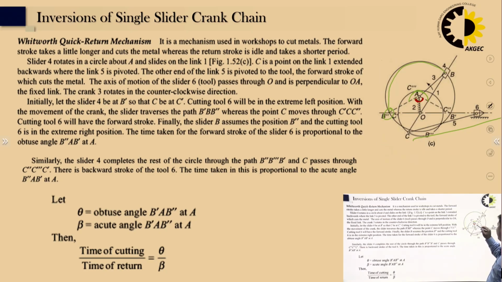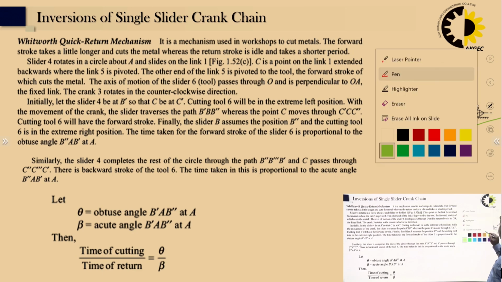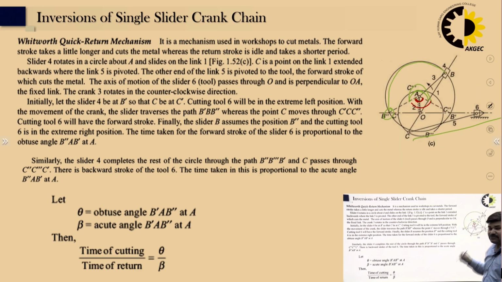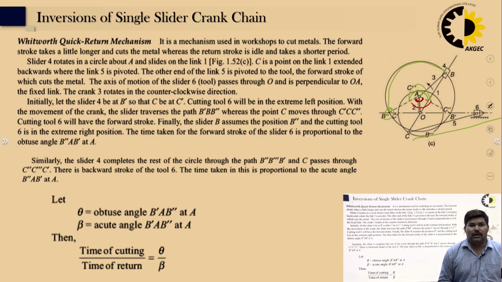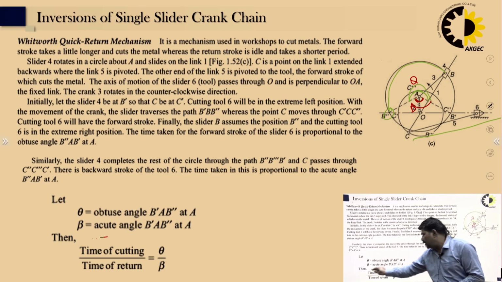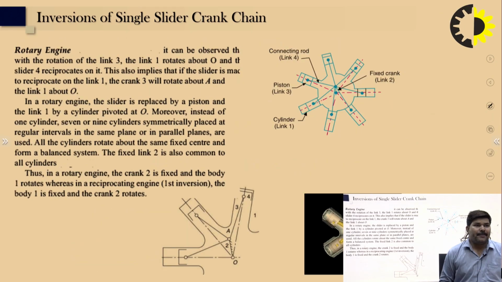So you can see that it covers the maximum distance in the forward direction, and it takes minimum time for the return stroke. That's why it's called the quick return mechanism, and it's very useful in the workshop, basically for cutting metals. Let theta be the obtuse angle and beta the acute angle. So time of cutting stroke divided by time of return stroke is theta upon beta. This formula is used for this, right?